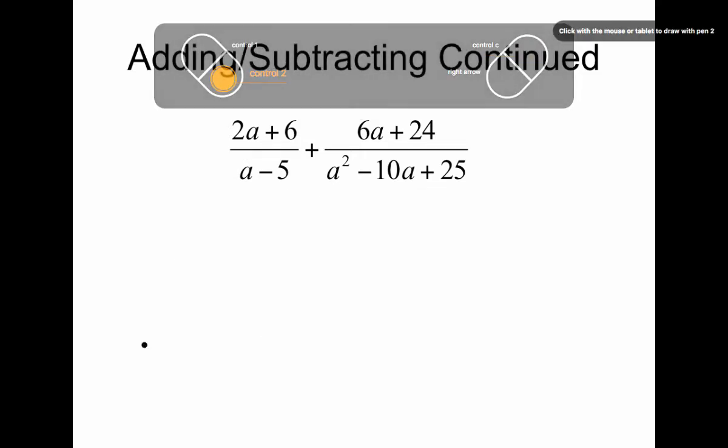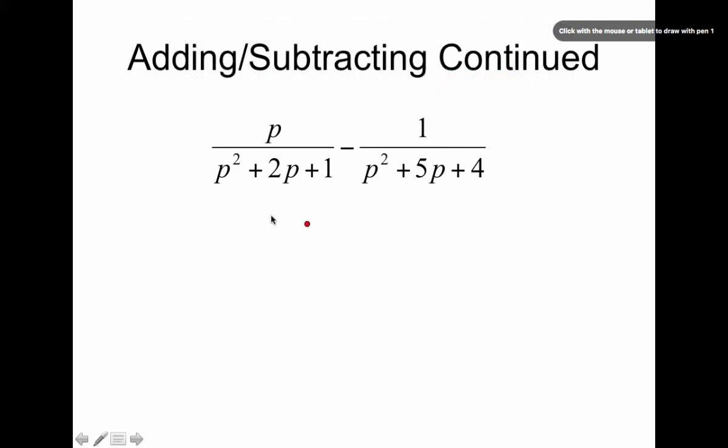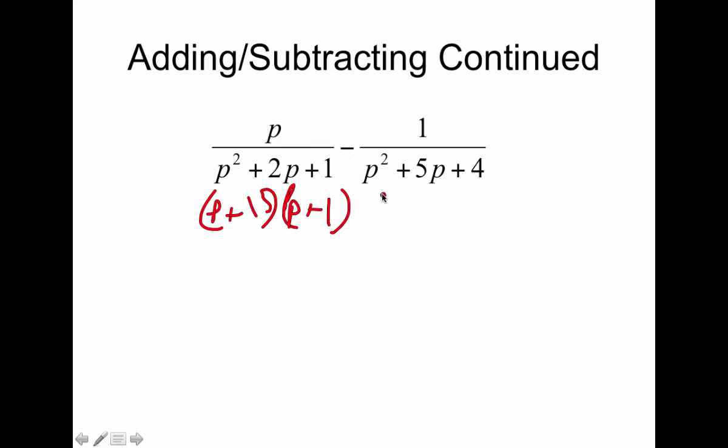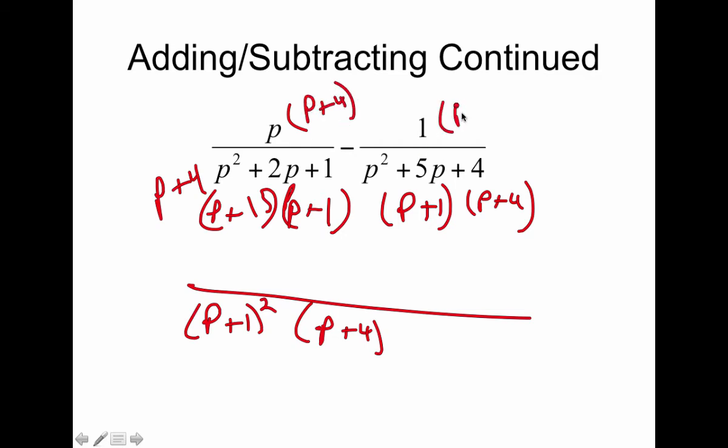Good stuff, good stuff. Okay, I think we have the main idea. The one thing you do want to watch out for here: this one's going to factor into p plus 1 and p plus 1, also known as p plus 1 squared. This one's going to factor into p plus 1 and p plus 4. One thing you've got to be careful of: I'm going to get a common denominator of p plus 1 squared. I need 2 of them, and a p plus 4. This one needs a p plus 4. This needs a p plus 4. This one needs a p plus 1 because I'm 1 short down here.